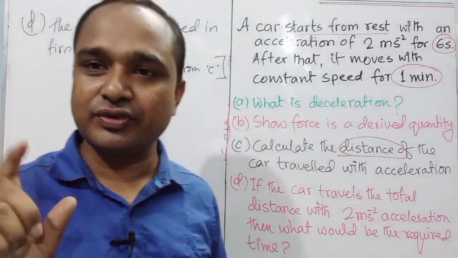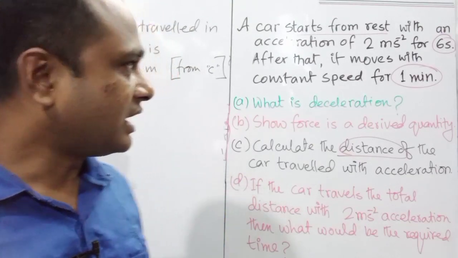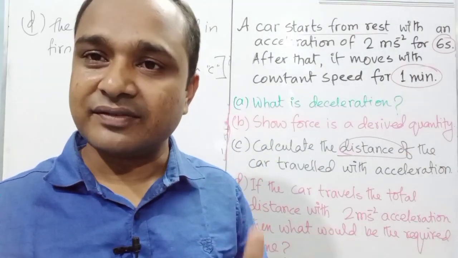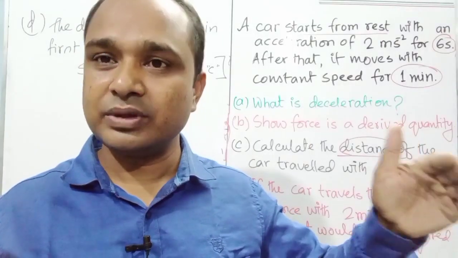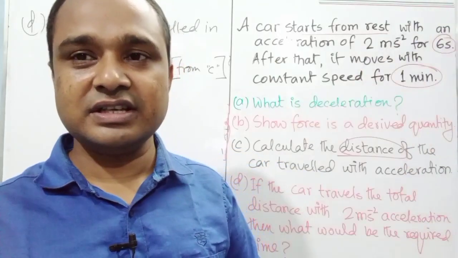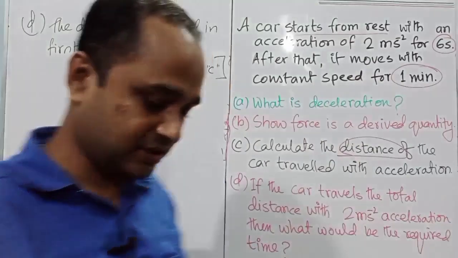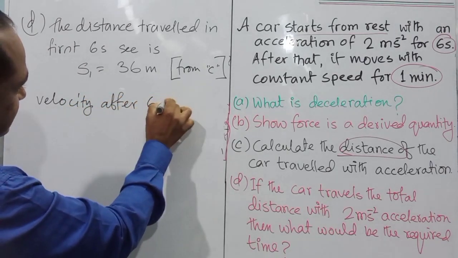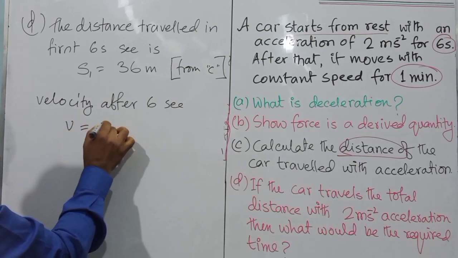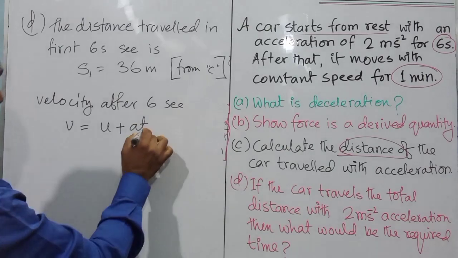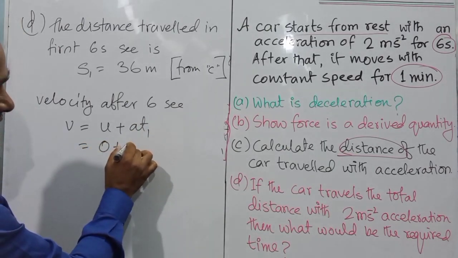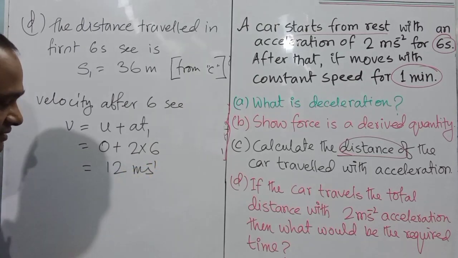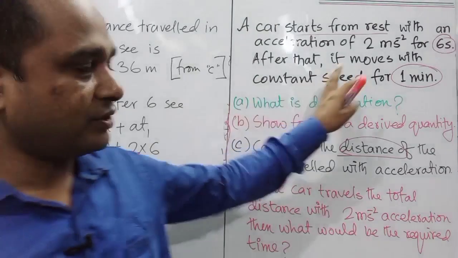Next 1 minute it moves with uniform speed. First we have to know what is the speed. Dear student, after the acceleration, that is after the first 6 seconds, the car moves with uniform velocity. That means the velocity attained by the car after 6 seconds will be maintained for the next 1 minute. So the velocity after 6 seconds, if denoted by V, V is equal to U plus A T1. Here U is 0, a is 2, t is 6 seconds. So after the calculation we will get 12 meter per second. This is the velocity which the car maintains for next 1 minute.